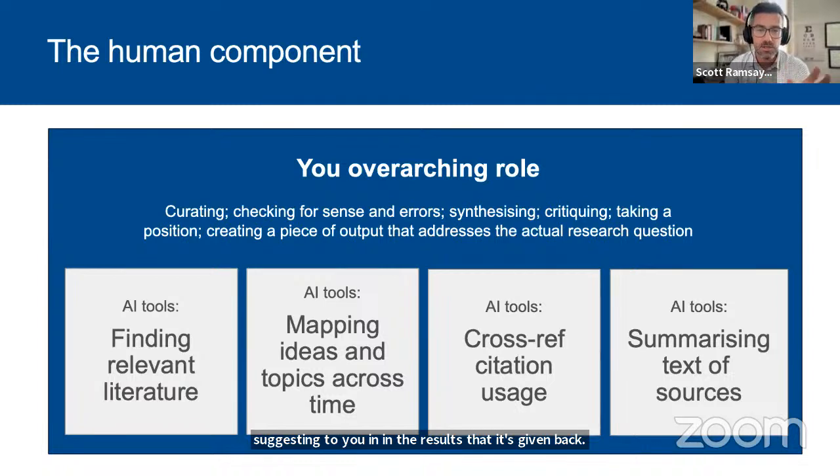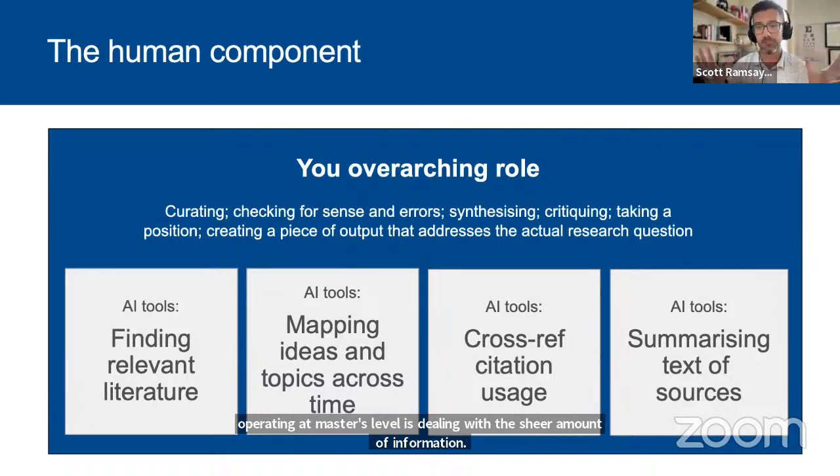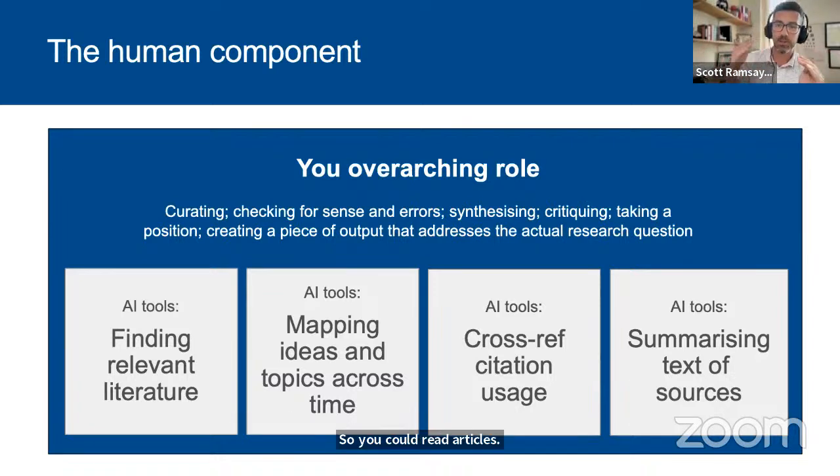Cross-referencing citation usage, again, is what I've been talking about there. And the fourth box on the end says that there are tools that will summarize the text of sources. One of the biggest challenges when you're operating at master's level is dealing with the sheer amount of information. You could read articles forever, right? Because you'll always find something that is connected to what you just read.